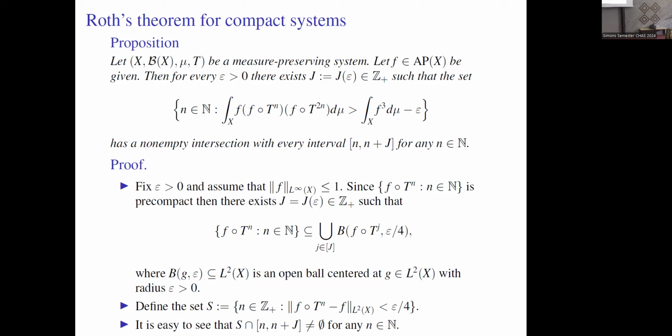Syndeticity means that it has non-empty intersection with every interval of length, in this case, J plus 1. And this holds, this J exists for every epsilon. It's a certain integer, we usually think of it as a large integer, and it has the property that this set has non-empty intersection with every interval of length J plus 1. Soon you will see how this can be used to deduce Roth's theorem.